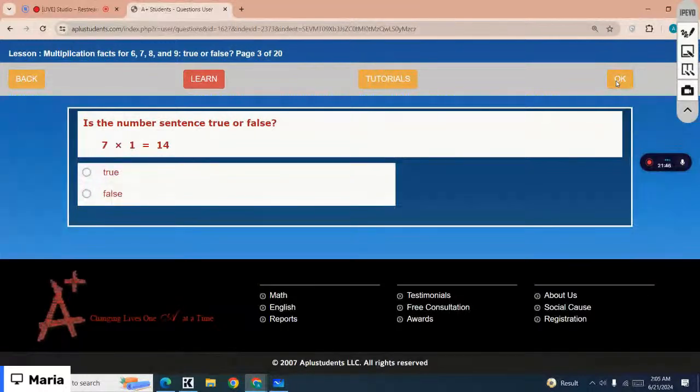Is the number sentence true or false? 7 times 1 equals 14. 7 times 1 is not 14, right? So false it is. 7 times 1 is 7, not 14. So false it is.